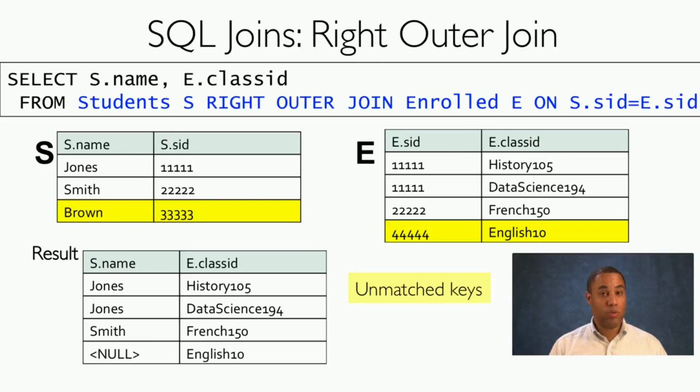The third and last case that we can look at is a right outer join. With a right outer join, if a key appears in the right table, in this case enrolled E, but not in the left table, in this case students S, then the key is included, but with the value null. So in this case, English 10 is included as the class ID, but the name is null.